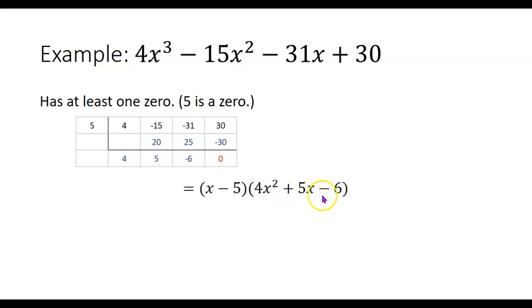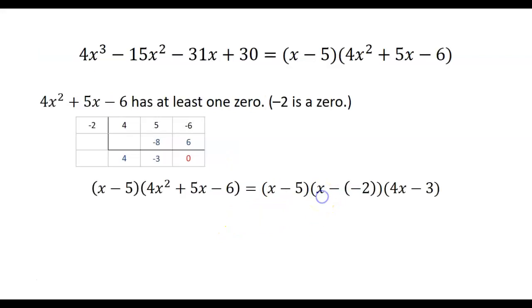But now that 4x squared plus 5x minus 6, that's a polynomial of degree 2. So the fundamental theorem of algebra applies to it and says that it has at least one zero. Turns out that negative 2 is a zero of that polynomial. So we can go through the synthetic division, get a remainder of 0. We know that for the 4x squared plus 5x minus 6, one of the factors is x minus negative 2, or x plus 2, and then the remaining factor would be the quotient we got there, 4x minus 3.